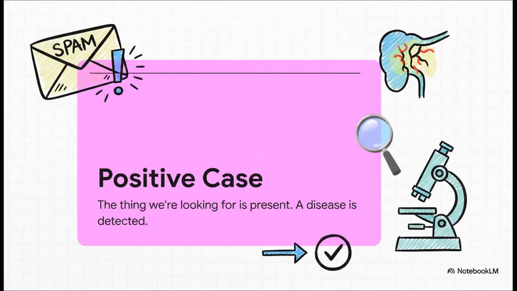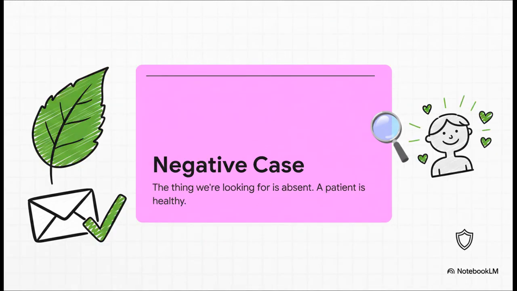First up, you have what's called a positive case. In our email world, that's simple, it's a spam email. In medicine, it's when a patient actually has the disease we're looking for. This is the stuff we want the AI to catch. And on the flip side, you've got the negative case. That's the important email you've been waiting for, or, in the medical world, a perfectly healthy patient. This is the stuff we want the AI to correctly ignore.